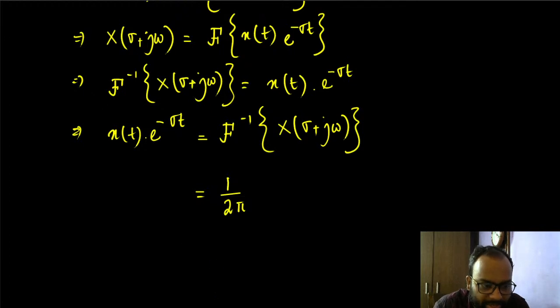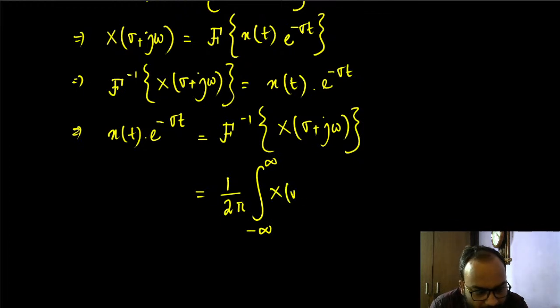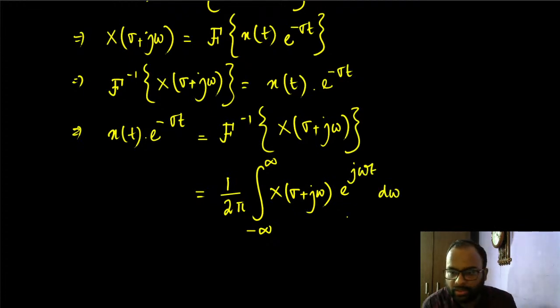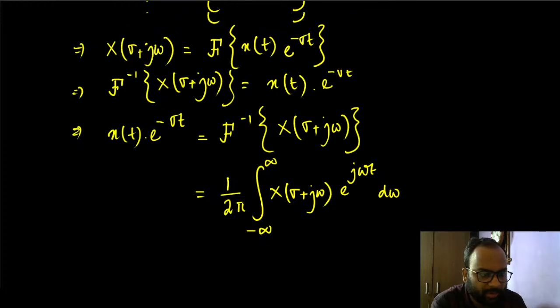Alright, so this is the definition of inverse Fourier transform. Let's apply that. This is from minus infinity to infinity. So this is whatever we have here. We multiply that with e to the power j omega t and integrate with respect to omega. That's exactly the definition of inverse Fourier transform.